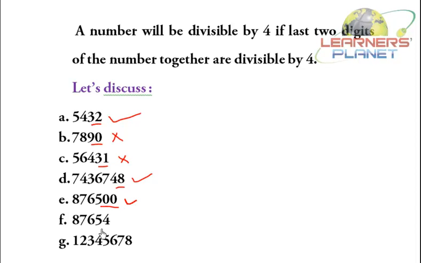Okay. Now, in this case, 54. 54 is not divisible by 4. So, 87654 will not be divisible by 4. Similarly, in this case, 78 is not divisible by 4. So 1, 2, 3, 4, 5, 6, 7, 8, this number won't be divisible by 4.